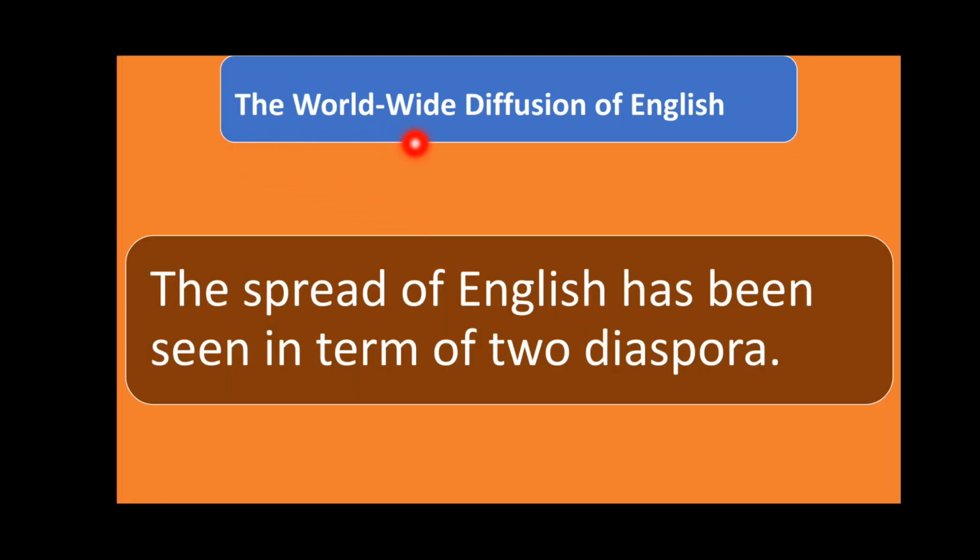The worldwide diffusion of English, right? The spread of English has been seen in terms of two diasporas. The word diaspora here means the movement of English, how English moved from one country to another. So there are two different diasporas through which English spread across the globe. So what are those two diasporas?